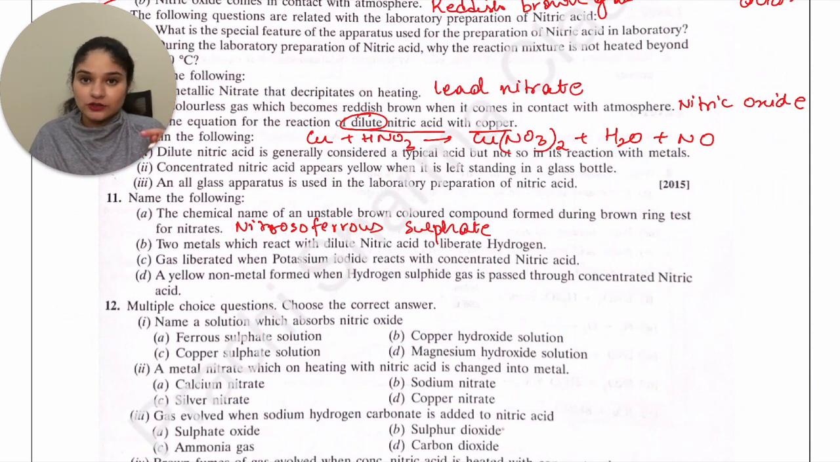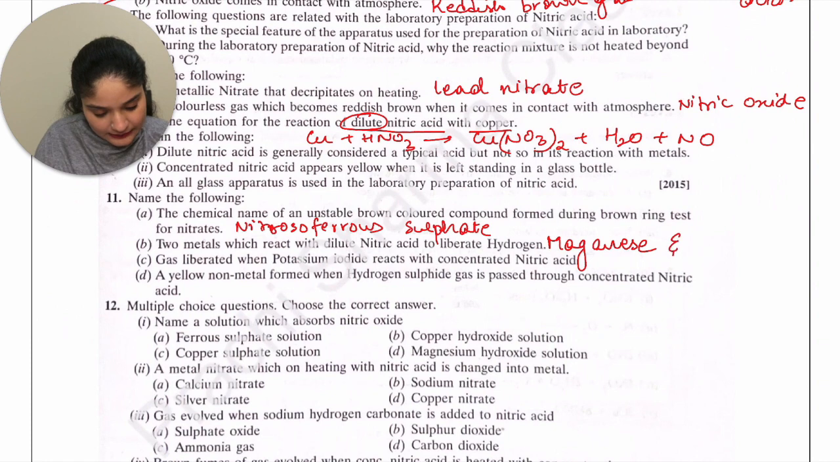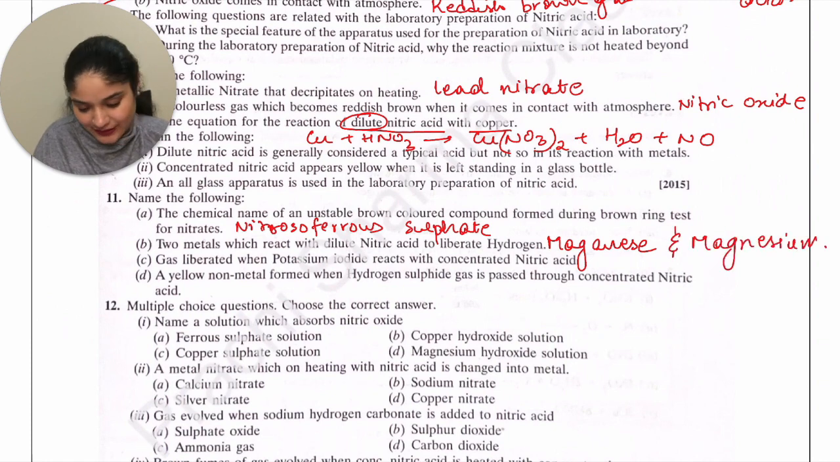Now moving on, two metals which react with dilute nitric acid to liberate hydrogen. This was the first question of the test paper. So the two metals which do give hydrogen with nitric acid are manganese and magnesium. Now let's move on to the next question.